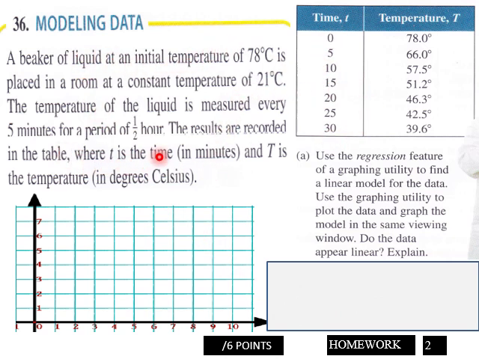Results are recorded in a table where lowercase t is the time in minutes, and capital T is the temperature. Use regression to find a linear model for the data. Then, do the data appear to be linear? Explain that here. You got 6 points here. Graph this model.